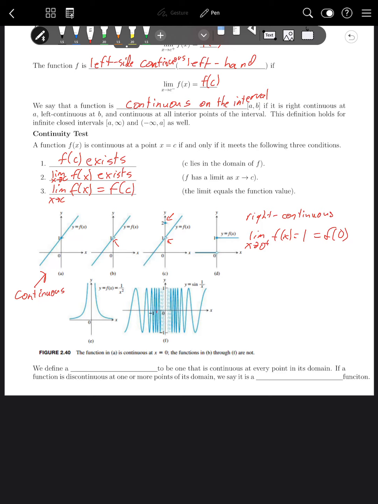We define a continuous function to be one that is continuous at every point in its domain. If a function is discontinuous at one or more points, we say it is a discontinuous function.